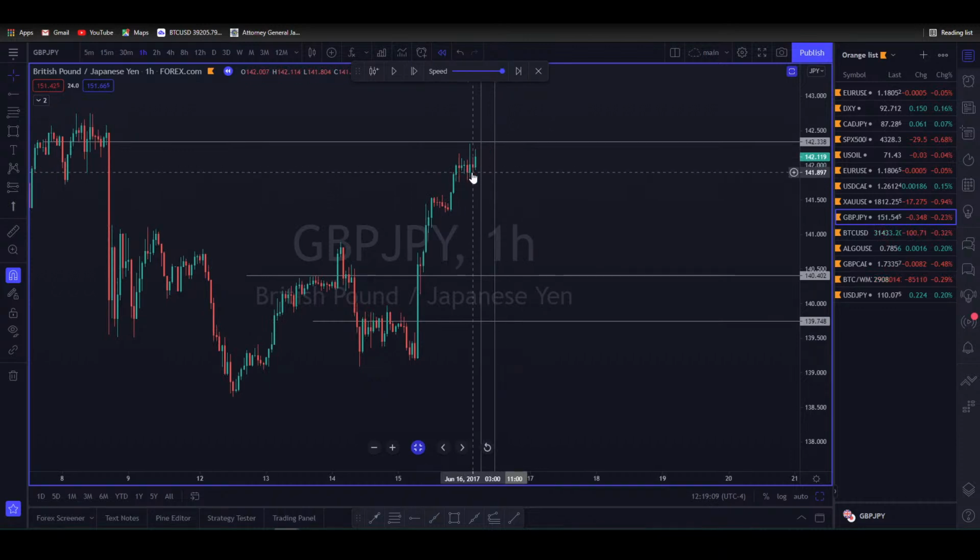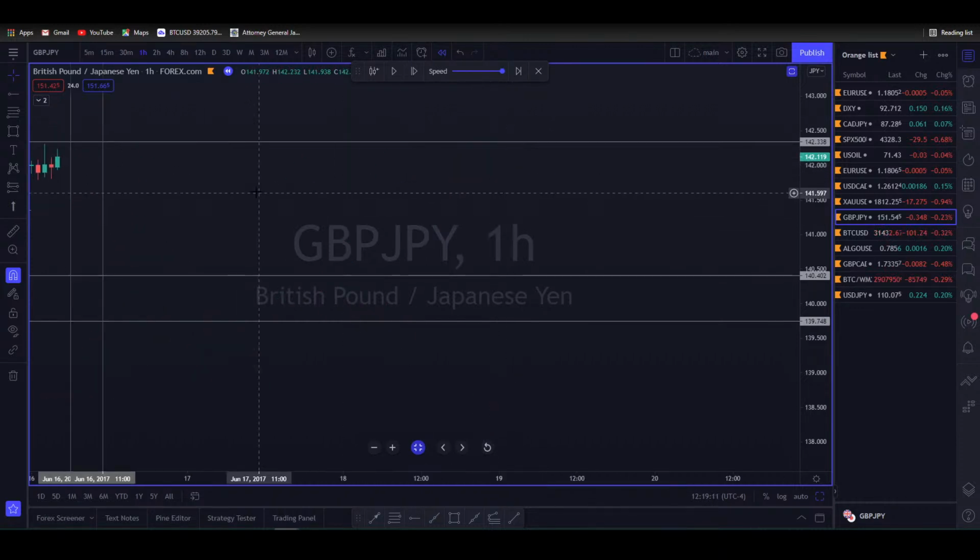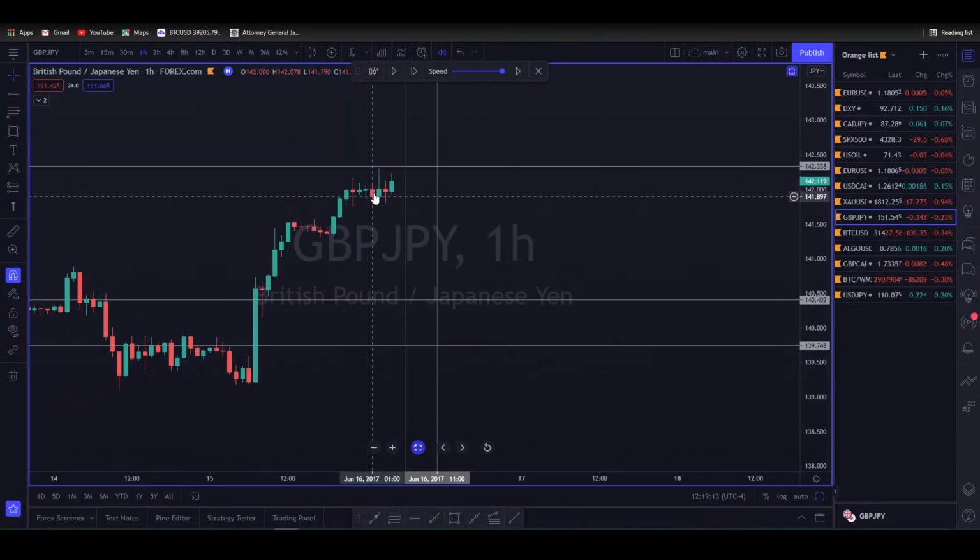So here's hourly support right here. Hourly support, we know we got a daily level right there. Hourly here. Hourly close below that. We will be looking for entries short, and we will be targeting low of day.